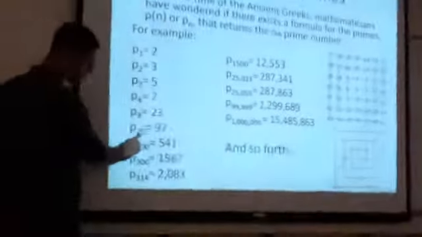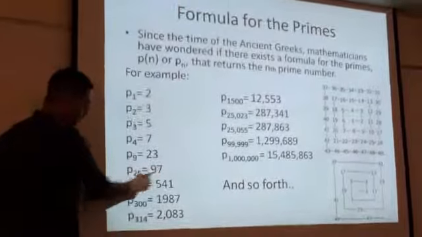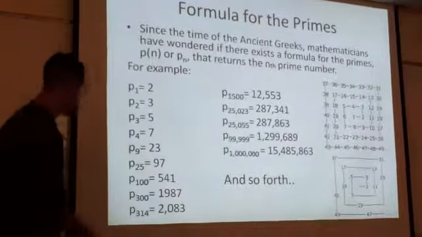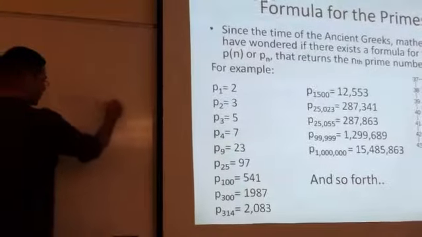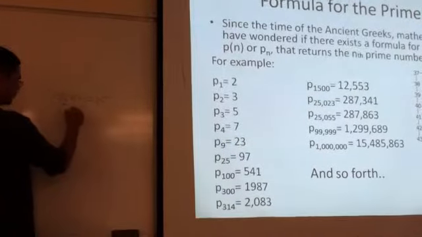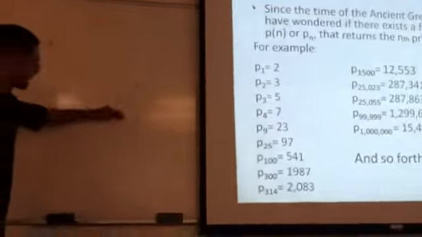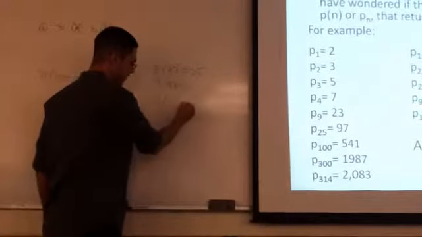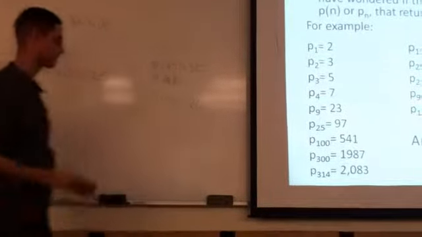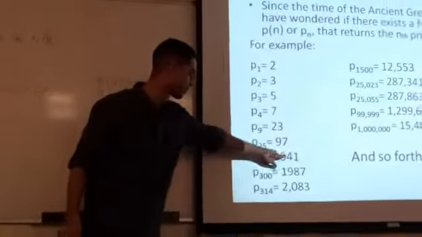If we go here, we see the 25th prime is 97. So pi of 97 would be 25. Pi of 98 would also be 25, and so forth: 99, 100, until you get to pi of 101, which would jump up to 26, because 101 is now the 26th prime. It's the next prime after this one.